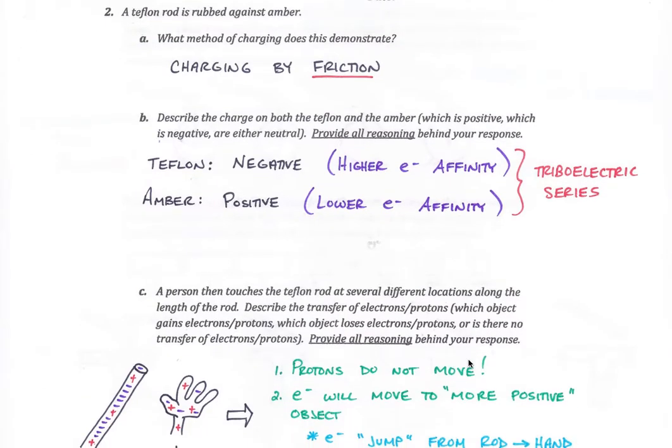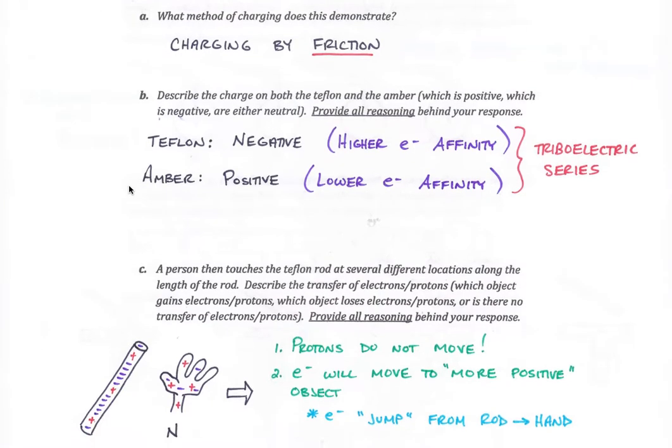For number 2, Teflon is being rubbed against amber. The fact that the two materials are being rubbed tells you right off the bat that it must be charging by friction. It would be induction if you had some polarization. It would be conduction if they had two different charges to begin with. But the key here is that it's being rubbed against, and anytime you're rubbing anything, you're going to be generating some frictional forces, and therefore charging by friction makes the most sense.